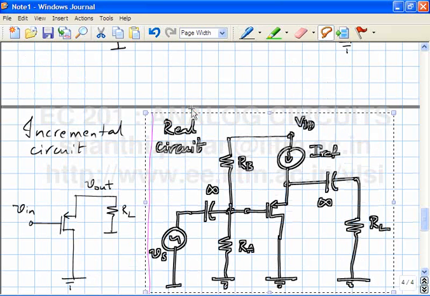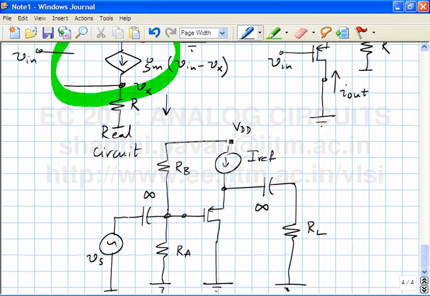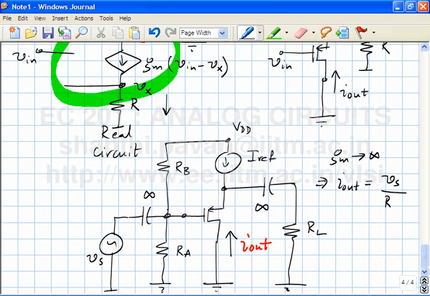The easiest alternative is to copy paste the old one. And what is the incremental current? So the incremental current I out that you are looking for is in this direction. As Gm tends to infinity, I out becomes equal to Vs by RL. Does that make sense?